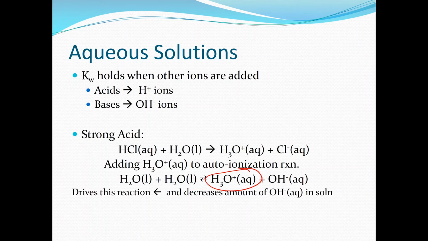We drive the reaction back to the left, and what that effectively does is it decreases the amount of hydroxide ion that's in that solution. We have plenty of hydronium ion because it's coming from the HCl itself, but any hydroxide ion that was in the solution from the fact that it's just water, a lot of that is going to disappear because we're going to drive this equilibrium back towards the left-hand side, towards the reactants.